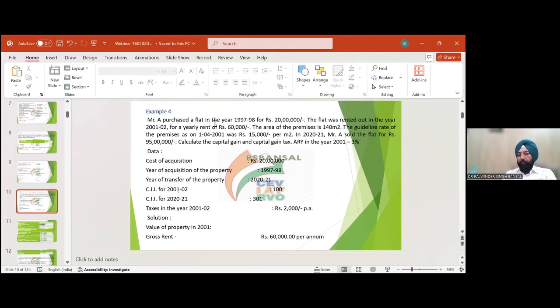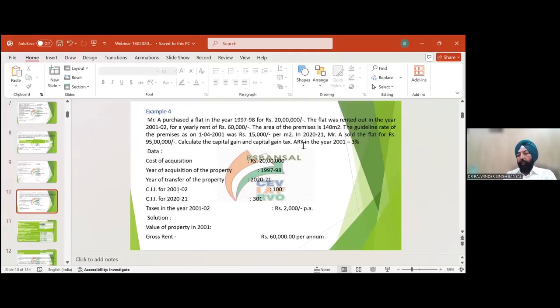Mr. A purchased a flat in the year 97-98 for rupees 20 lakh. The flat was rented out in the year 2001 for a yearly rent of 60,000. The area of the premises is 140 square meter. The guideline rate of the premises as of 1st April 2001 was 15,000 per square meter. In 2021, Mr. A sold the flat for rupees 95 lakh. Calculate the capital gain and the capital gain tax.